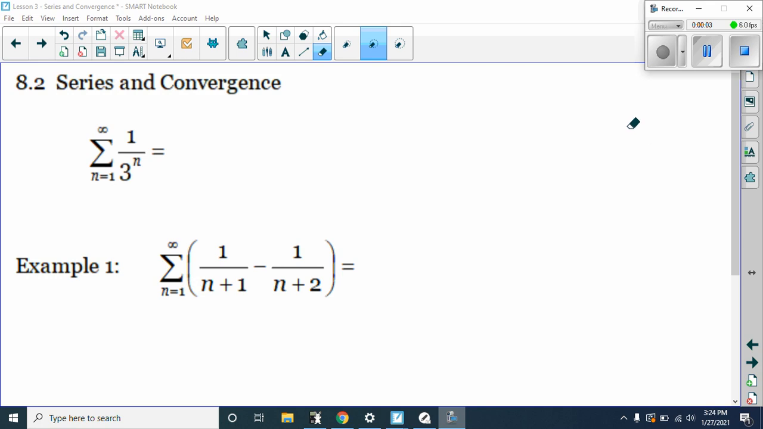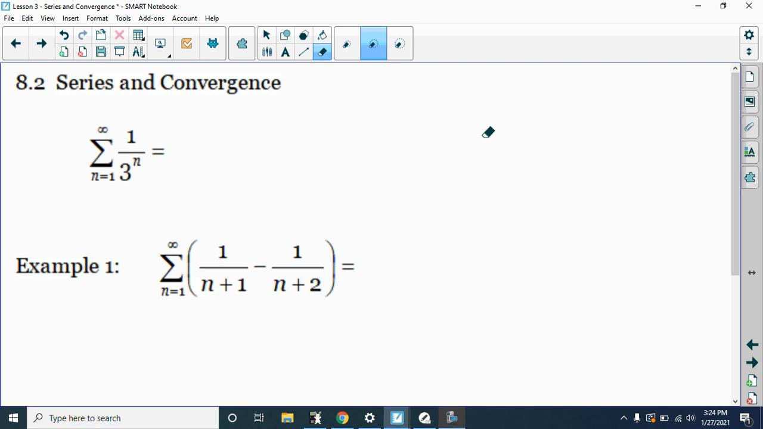This is section 8.2, which is on series and convergence. It's day 3 of the Unit 6 notes. We are going to be evaluating some infinite series, finding if they converge or if they diverge, and then if they do converge, what they converge to.